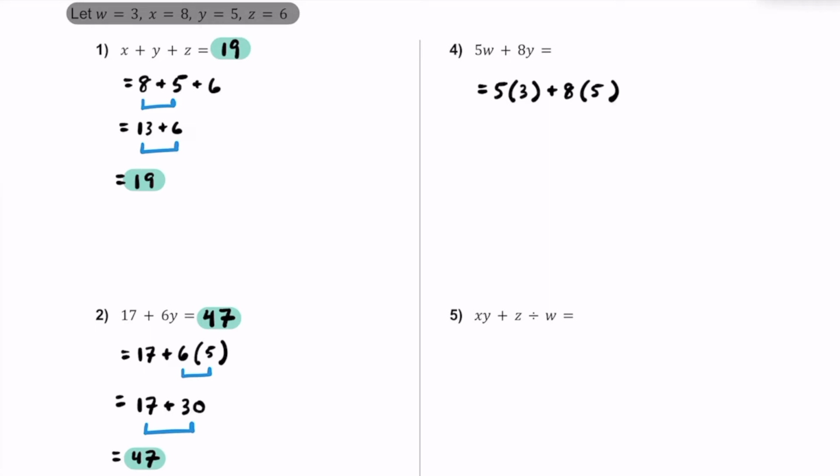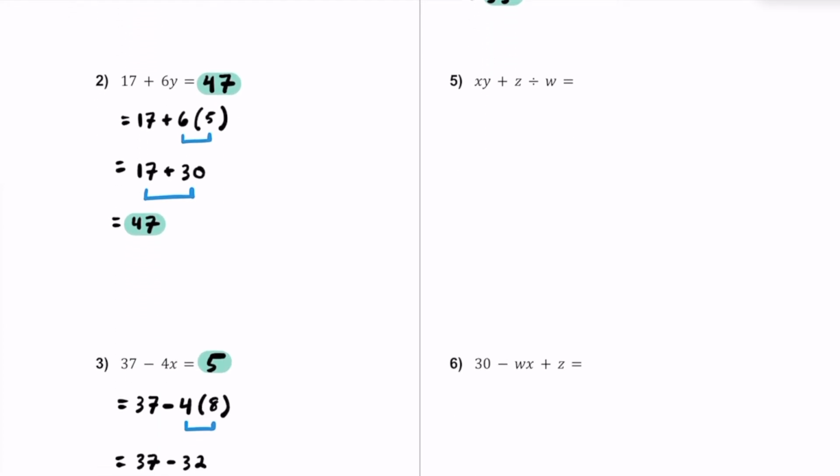8 times 5. Now, it looks like we have multiplication, addition, and multiplication. First thing we're going to do here is multiplication. 5 times 3 is going to be 15. We have 15 plus this 8 multiplied by 5. Then we have the second multiplication problem over here. 8 times 5, that's going to be 40. So we're going to have 15 plus 40 here. And then finally, 15 plus 40 is going to be equal to 55. So given our values of w and y, this expression would be equal to 55.